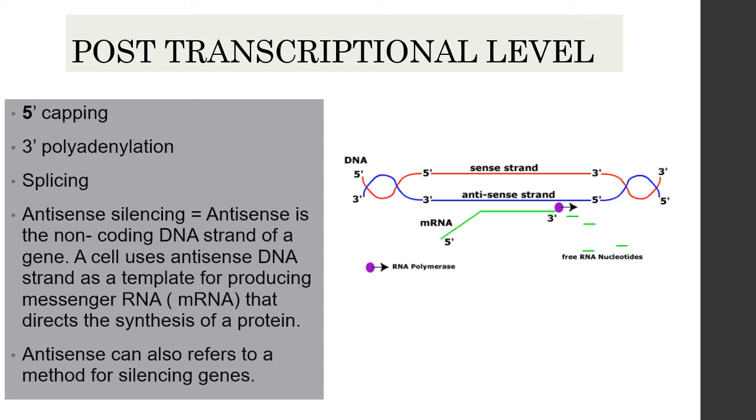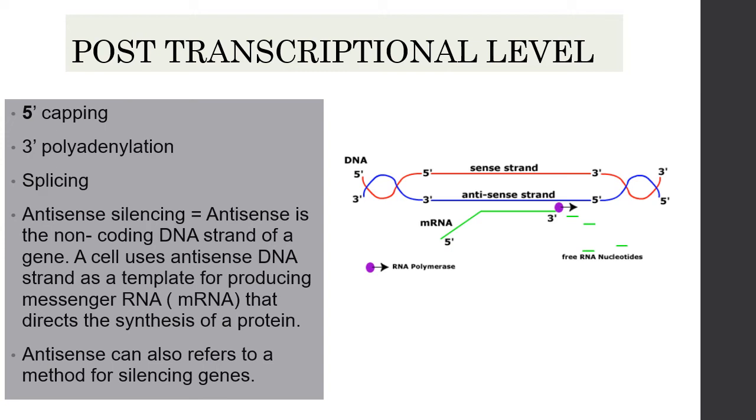So here we'll talk about the post-transcriptional level. Here we can see 5' capping, 3' polyadenylation, and splicing taking place. And the antisense: it is a non-coding DNA strand of a gene. A cell uses the antisense DNA strand as a template for producing the messenger RNA that will direct the synthesis of the protein. The antisense can also refer to a method for silencing a gene.